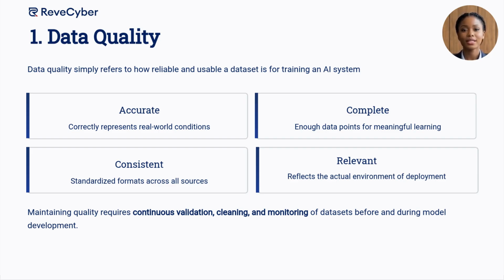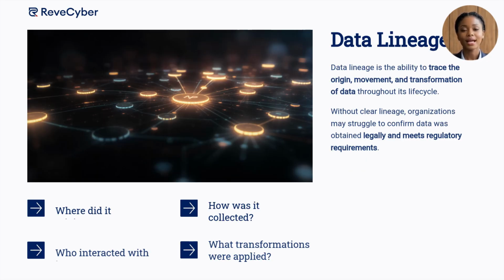Consistency also matters. When data comes from different sources, different databases, sensors, or applications, it needs to follow standardized formats and definitions. Otherwise, the model may interpret the same type of information in different ways. And finally, the data needs to be relevant to the environment where the AI system will actually operate. Training a model on data that doesn't reflect real operational conditions can lead to poor performance once the system is deployed. Because at the end of the day, an AI model is only as reliable as the data used to train it. Maintaining strong data quality usually involves processes like data validation, cleaning, normalization, and continuous monitoring throughout the AI development lifecycle.